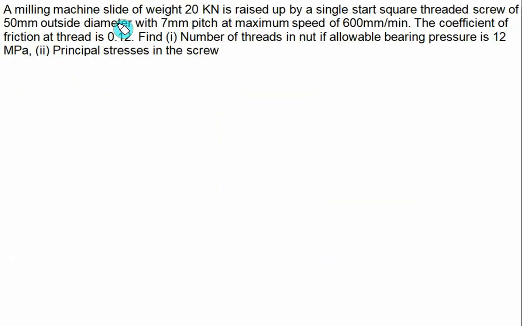A milling machine slide of weight equal to 20 kilonewton is raised, that is the value of F or W is given, by a single start square thread screw of DO equal to 50 mm and pitch equal to 7 mm at a maximum speed of 600 mm per minute. The coefficient of friction at the thread, that is the value of mu, is given as 0.12. Number of threads in the nut, if allowable bearing pressure is 12 megapascal, you have to find out. Value of N you have to find out, and the principal stresses in the screw you have to calculate.